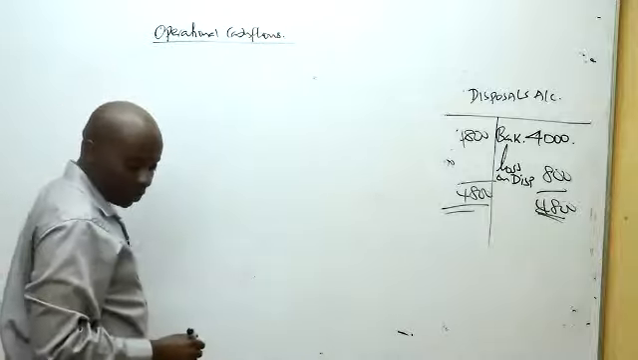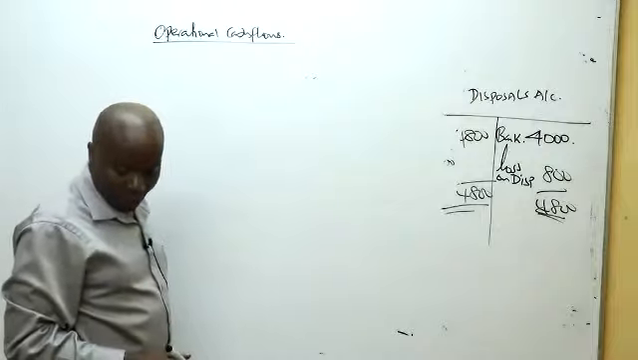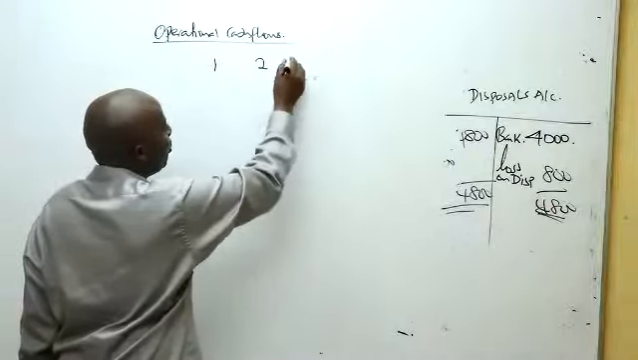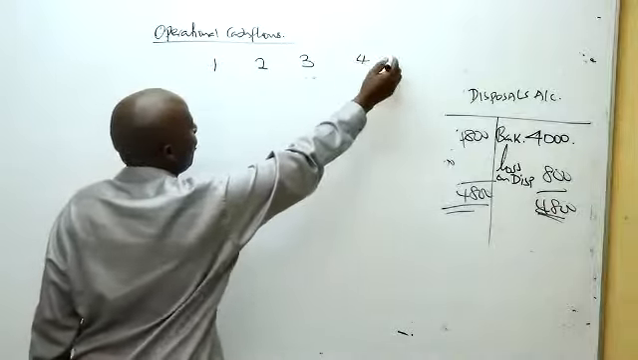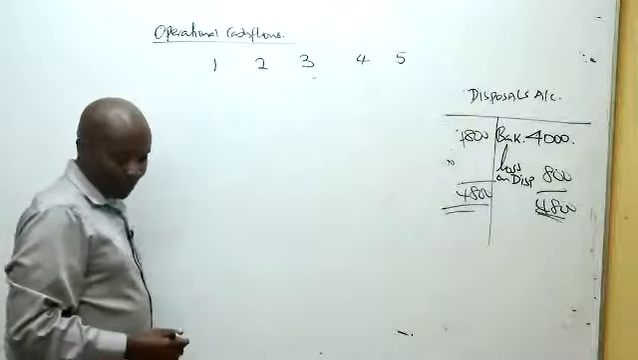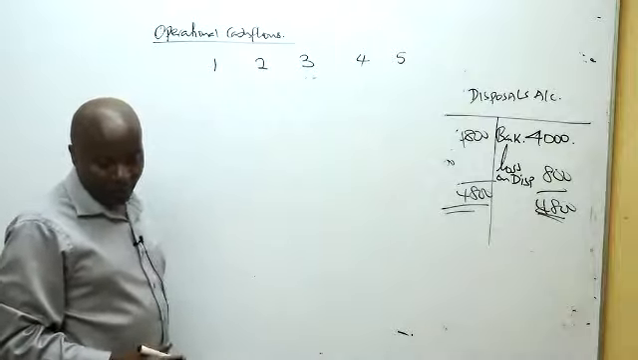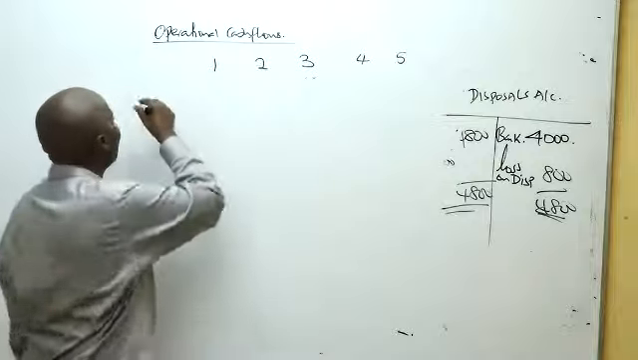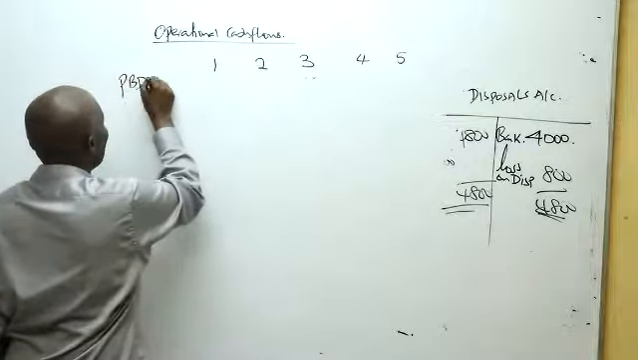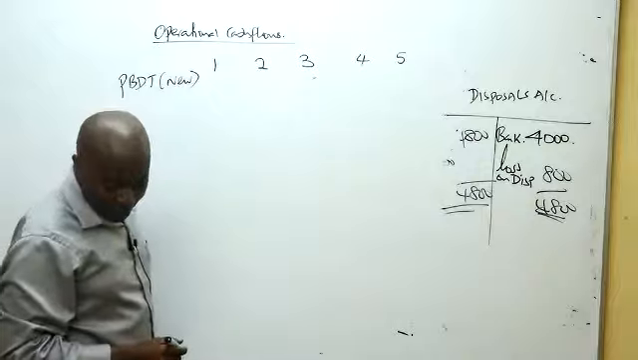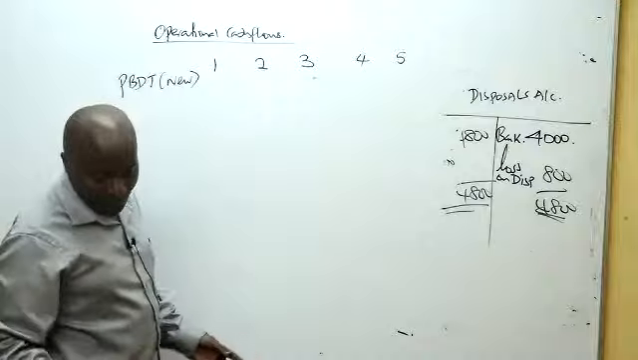Under operational cash flows, we have 5 years. They have given us year 1, year 2, year 3, year 4, year 5. Ladies and gentlemen, I'm able to see the profit before depreciation and tax. Profit before depreciation and tax, new machine. I can see 5,400 throughout.